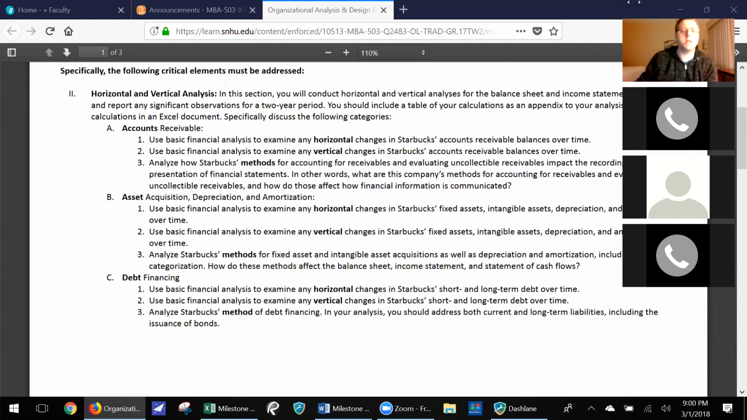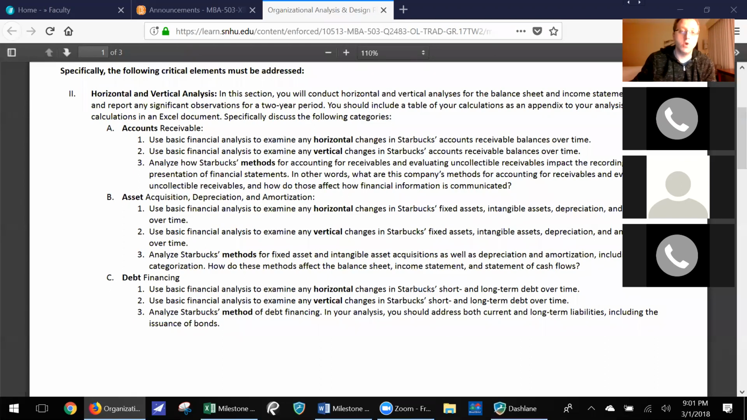But the bottom line is, you use basic financial analysis to do the calculations. You find the results that change from year to year, and then you explain why. You can give your own explanation from your own experience. You can explain why it occurred. But the best way really to do it is to look at the summary of significant accounting policies, as well as the notes to the financial statements, to figure out what the company said happened.